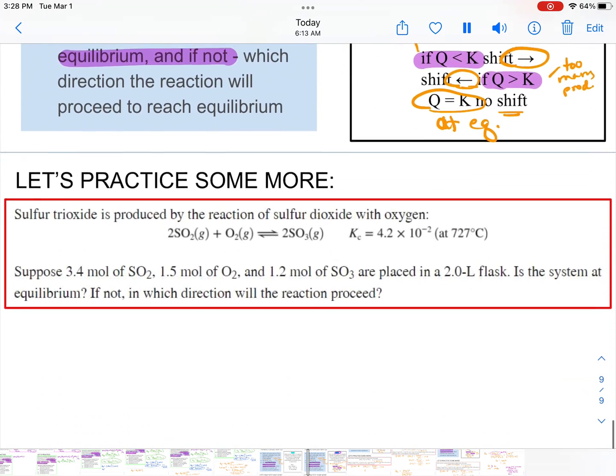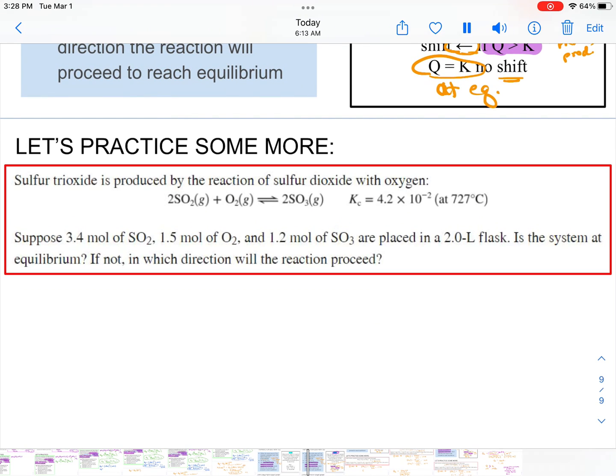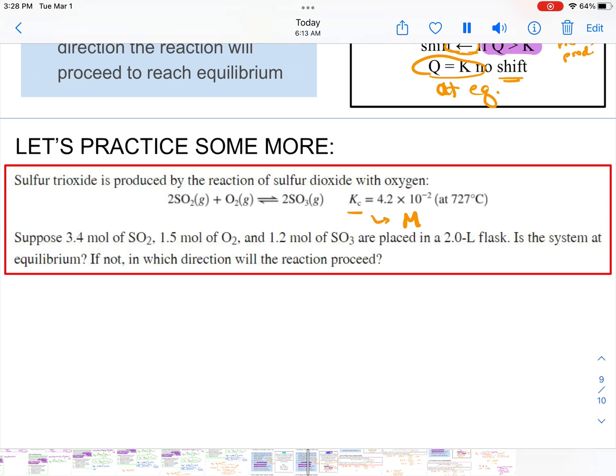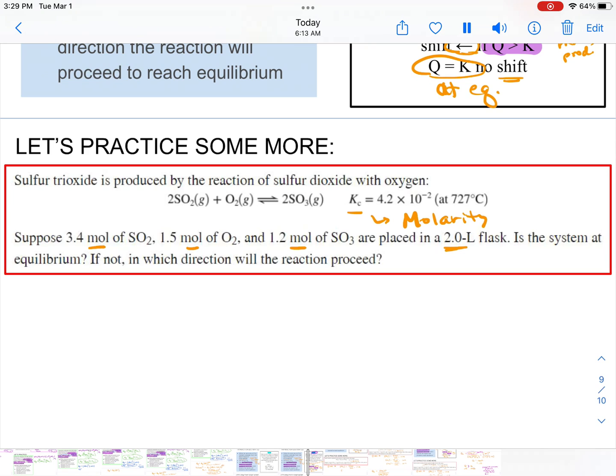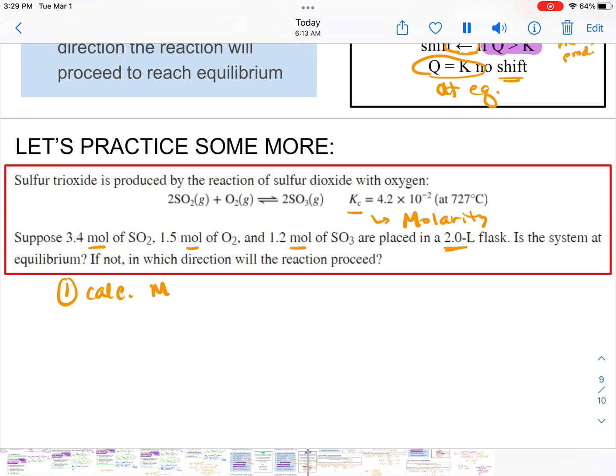All right, so let's talk about how this works. Sulfur trioxide is produced by this reaction of sulfur dioxide and oxygen, and they've given us a Kc. Remember that this means that everything has to be in molarity, or molar concentration. Notice that in this case, they're putting in moles of SO2, moles of O2, and also moles of SO3, which is our product. They're putting them all in the flask. And the flask is 2 liters, not 1. So the first thing I have to do is calculate molarities of all three, because it's not a 1 liter flask, so be on the lookout for that.